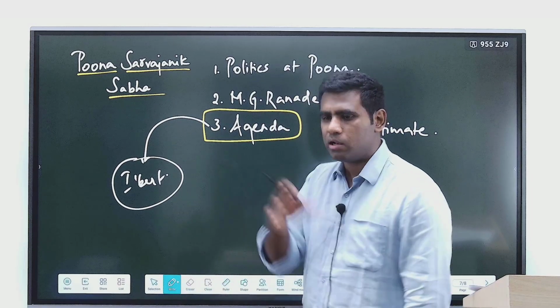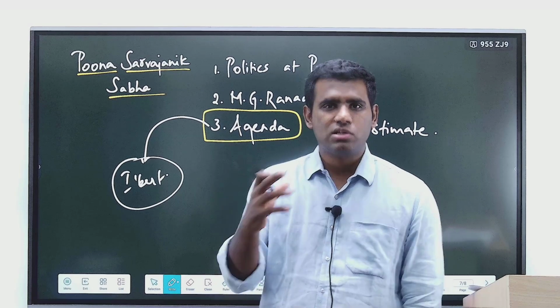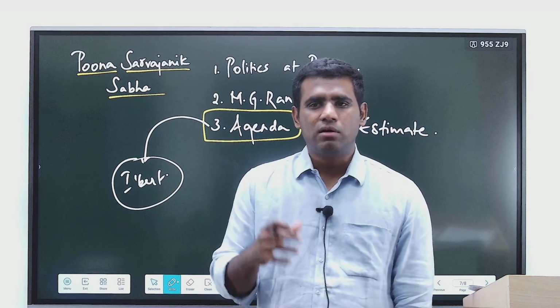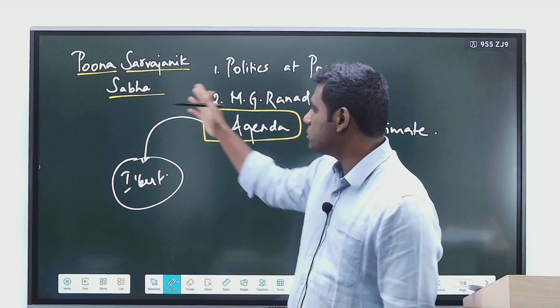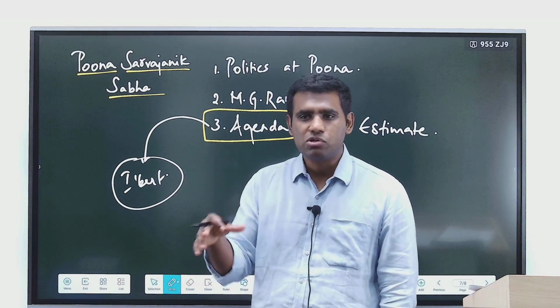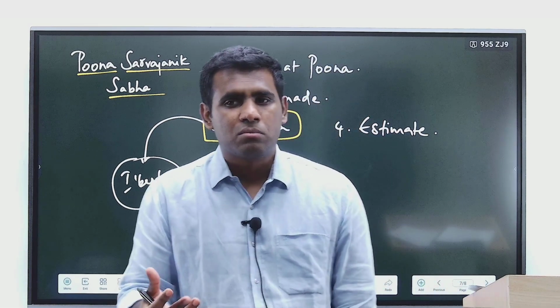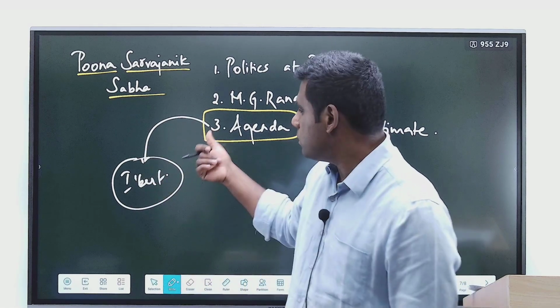So in the entire Maharashtra, it was a very firebrand politics, agitational politics with a tone of anger which was put forward by Poona Sarvajanik Sabha. So this Ilbert Bill controversy became a very important issue for Poona Sarvajanik Sabha to express its opinion, right? So this was one important agenda.